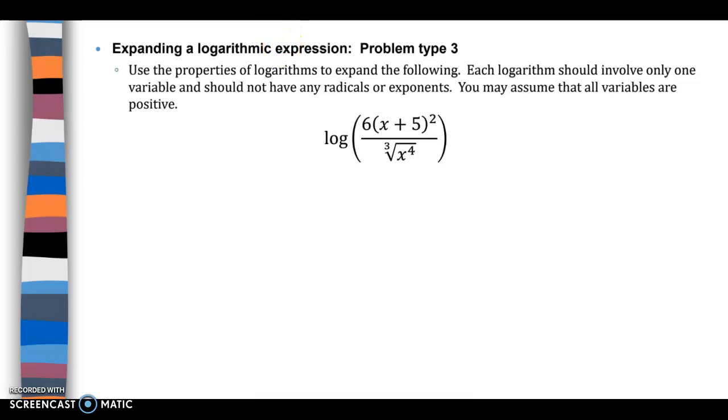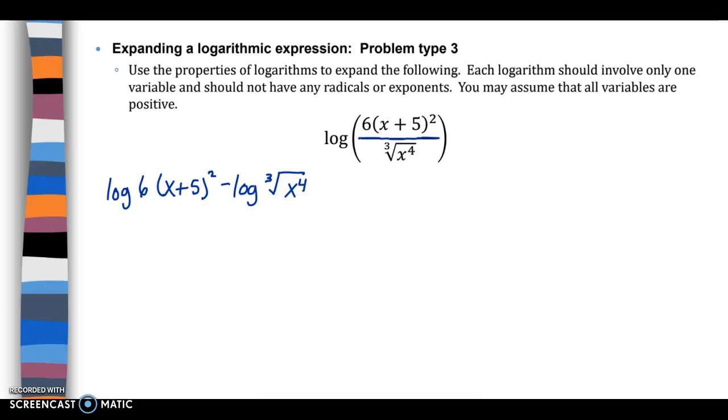So let's go ahead and expand this by seeing first we have a fraction bar. So that's going to signify what? The quotient property, which means we take the log of the numerator, which is 6 times x plus 5 squared, and we subtract the log of the denominator. So that's the quotient property.